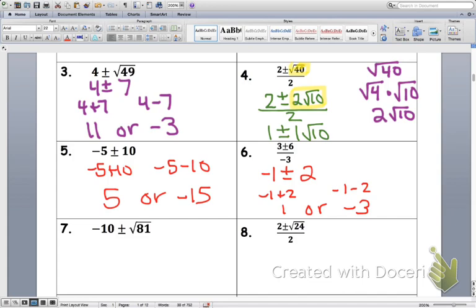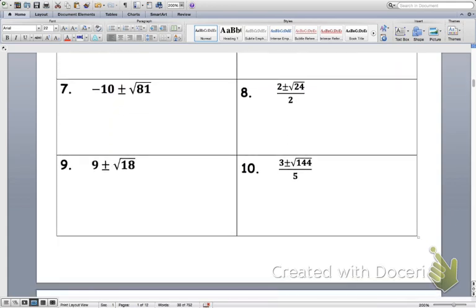Let's move on to the next problem. We'll clear this out real quick and scoot it down so we can see it nicely. All right, let's go to the next one. Square root of 81. That's a perfect square, so that's going to be -10 plus or minus 9. Let's just kind of do it without writing it all out. What's -10 plus 9? That's going to give me -1. -10 minus 9 is -19.